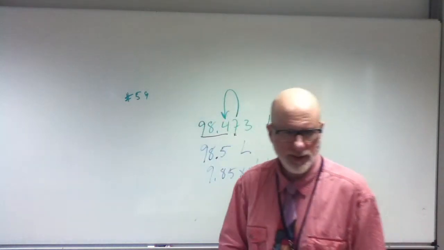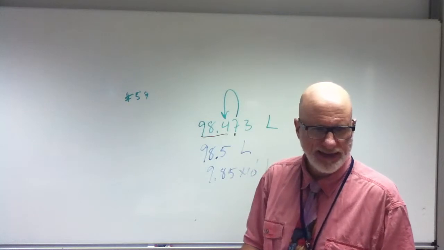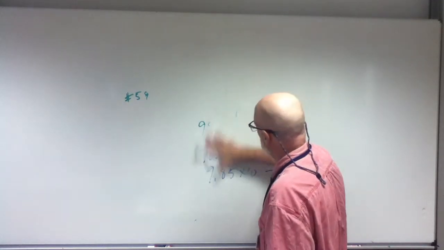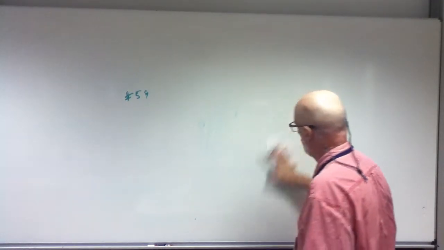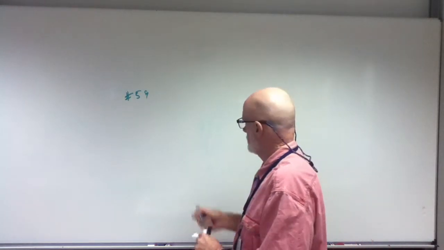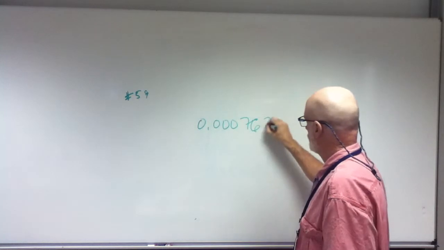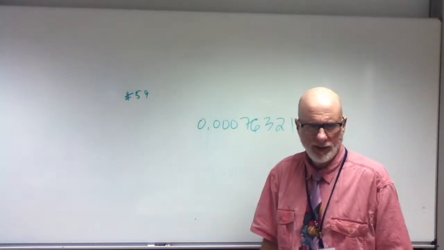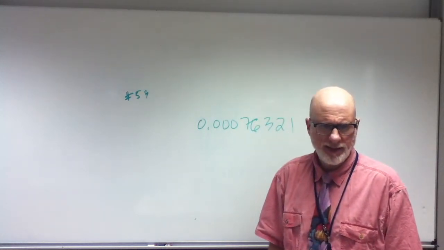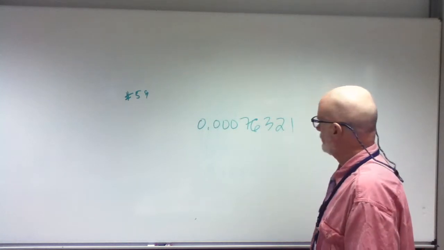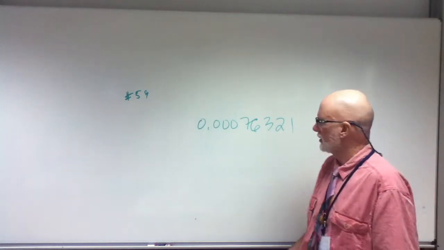The next one says, I feel like I'm reading a teleprompter here as I look down. The next one says 3 zeros and then 76321. Okay, the next one says 0.000766321. Okay? And then that says to round to 3 significant figures.